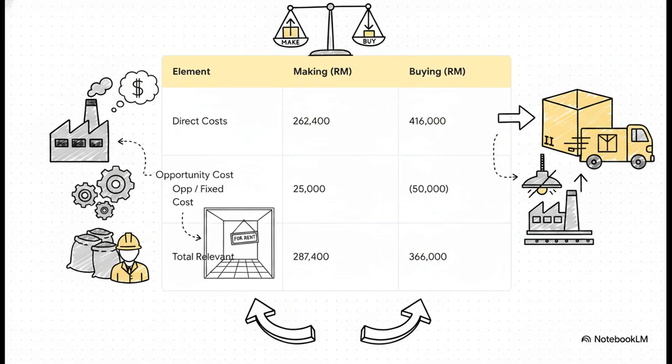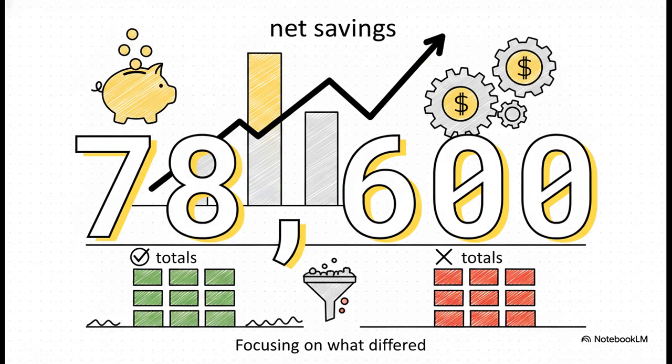On the right side, buying it from outside costs $416,000 up front. However, if we buy it, we avoid $50,000 in fixed manufacturing overheads that we would have had to pay otherwise. We subtract that savings from the purchase price, bringing the net cost to buy down to $366,000. When we compare those two totals, we see a massive net saving of $78,600. By choosing to manufacture internally, the company protects its bottom line by this exact amount. Notice how we didn't include general fixed costs that wouldn't change? We strictly focused on what differed.